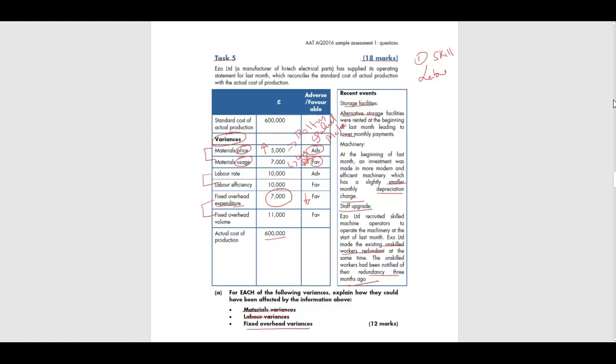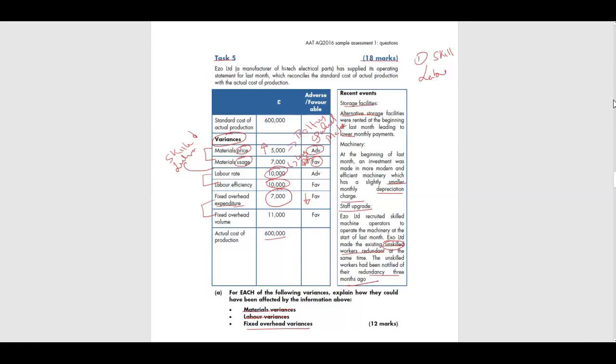The next point we have here, labor rate 10,000 adverse and labor efficiency 10,000 favorable. So this is kind of the same story because we have recruited skilled labor, and if the labor is skilled, then we have to pay more money to them. If we pay more money to the skilled labor, that will bring labor rate adverse because maybe we used to have unskilled labor. The question very clearly said we had unskilled labor before, and we made everyone redundant.